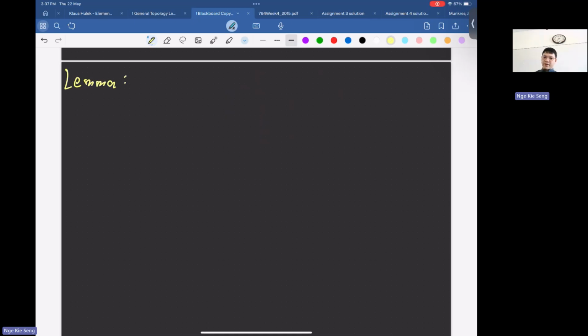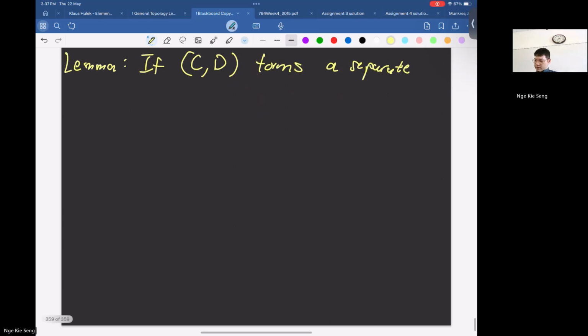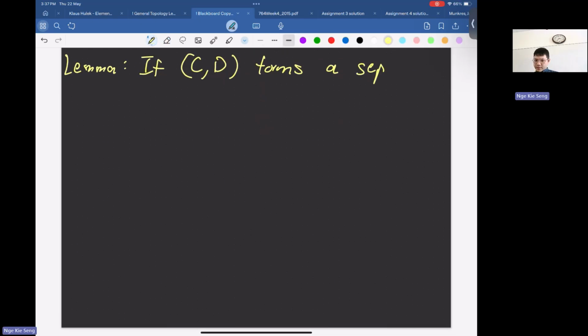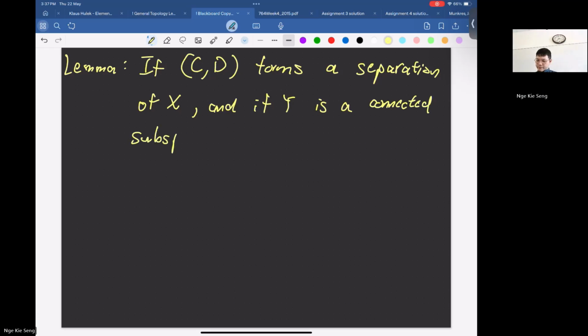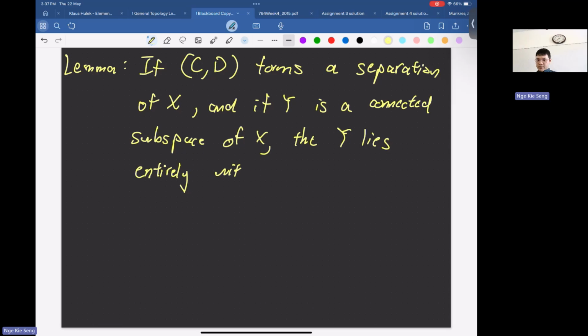So there are a few nice lemmas about connectedness and subspaces. First thing: if C and D form a separation of X, and if Y is a connected subspace of X, then Y lies entirely within either C or D.